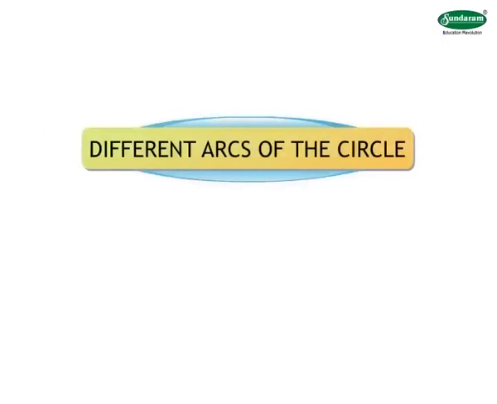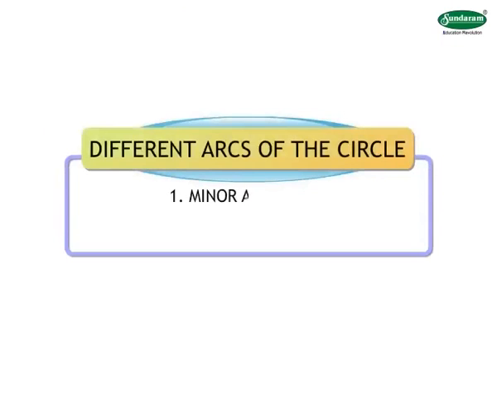There are 3 types of arcs of a circle. They are 1. Minor arc, 2. Major arc, 3. Semicircular arc.